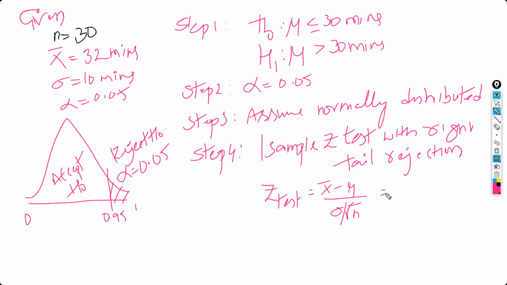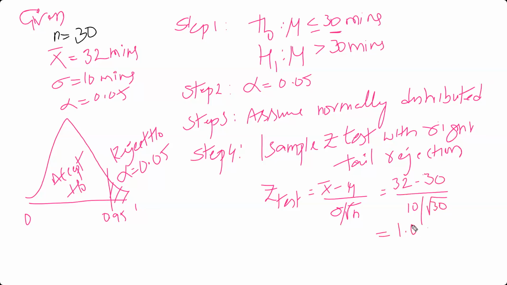That is X bar 32 minus, what is the mu value? 30. Why? Because that is the null value; whatever hypothesis test we are applying, that value is the mu value. Divided by sigma. What is the sigma? 10. What is the n value? 30. Now what is this value? Calculate once. 1.09. Done.